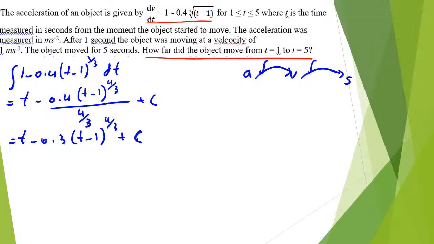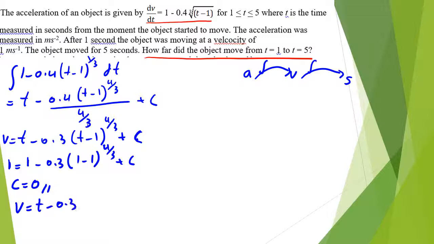So it says in here that the acceleration was measured in meter per second. After 1 second, the object was moving at a velocity of 1. So that means this is the velocity. So when the velocity is 1, after 1 second, that gives me 0, and 1, take it to the other side, so c is 0. So now the velocity is t minus 0.3.